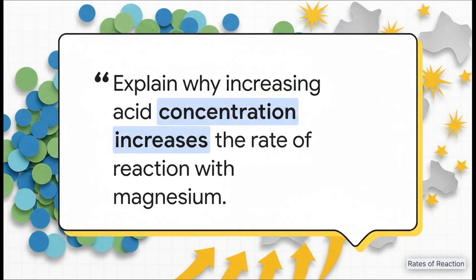You are almost guaranteed to get a 6-mark question that looks something like this, and the answer always comes back to collision theory. For this one, your thought process should be: higher concentration means more acid particles in the same amount of space. That means they're going to collide with the magnesium more often. More frequent collisions means more successful collisions per second, and that means a faster reaction rate. It's a chain of logic, and it works every time.